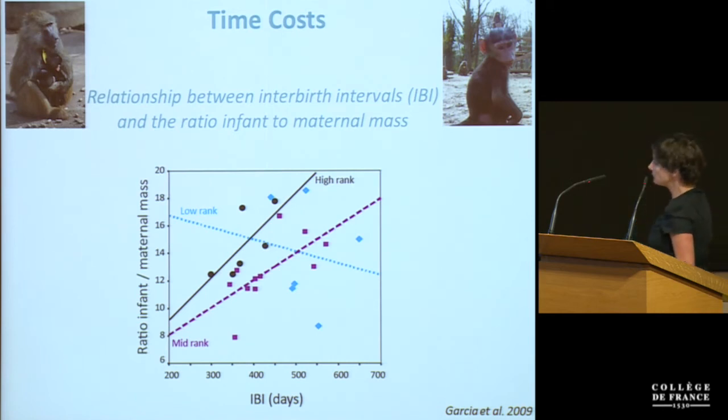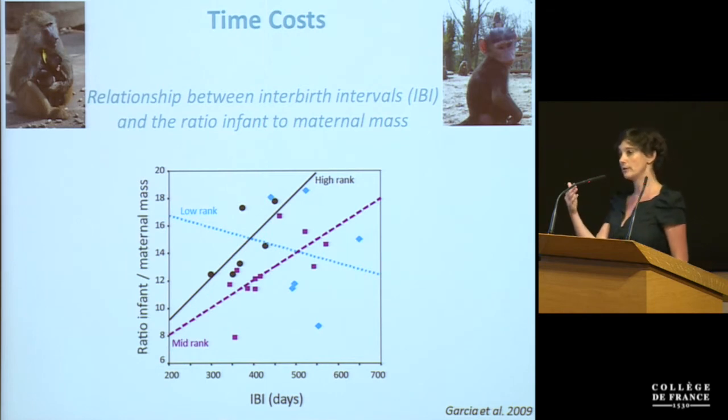On this figure, you have the relationship between the ratio of infant to maternal mass after resumption of cycling and the interbirth interval for mothers of different social ranks. What we've shown is that there was no relationship between this ratio of infant to maternal mass and the interbirth interval for low-ranking females in blue, but we show a very strong positive relationship for high and mid-ranking mothers, with longer interbirth interval when the ratio of infant to maternal mass is higher.